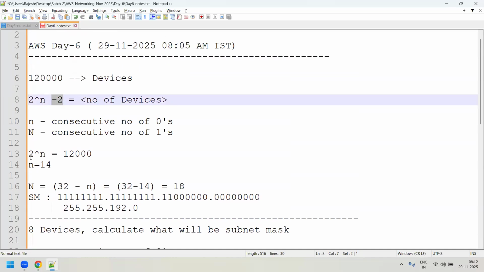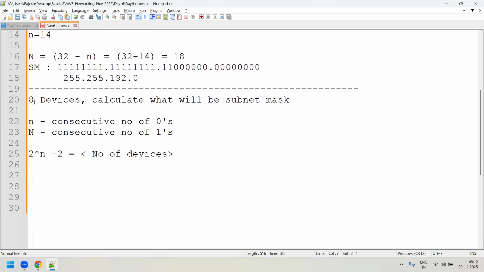That's how we arrived at 2 to the power of n equal to 12,000. But in this case, the number of devices is very small, so we cannot discard this minus 2 now. So 2 to the power of n minus 2 is equal to the number of devices, 8. Then 2 to the power of n is equal to 10, because the 2 shifts to the right side: 8 plus 2 becomes 10.